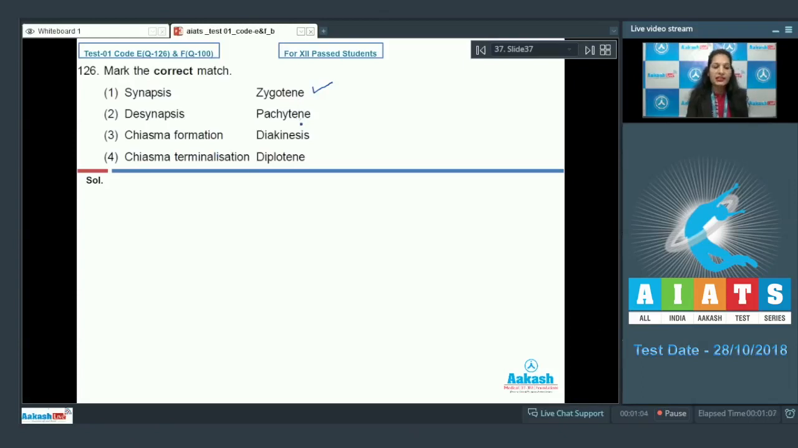Desynapses, pachytene. Desynapsis is the separation of homologous chromosomes from each other, so this is the opposite of synapsis. It does not take place in pachytene. Instead, it takes place in diplotene. Next is chiasma formation. There is an X-shaped structure formation called chiasma formation. It does not occur in diakinesis. It occurs in diplotene. Last is chiasma terminalization in diplotene.